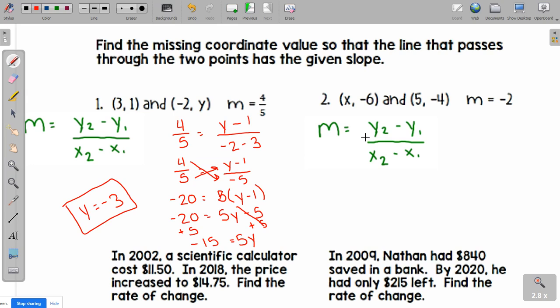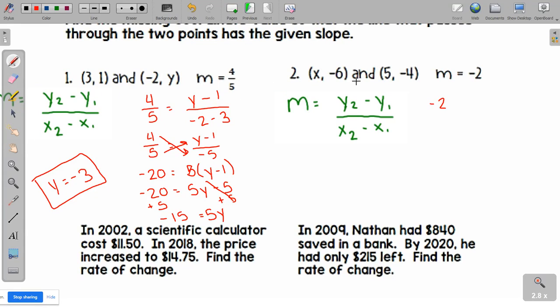Now try the next one. Come back and check your work once you are finished. Okay, let's check number 2. We're given 2 points and the slope. We're missing an x value in one of the points. Let's substitute everything in. Negative 2. We can change that into a fraction of negative 2 over 1 is equal to y sub 2 minus y sub 1 over x sub 2 minus x sub 1.